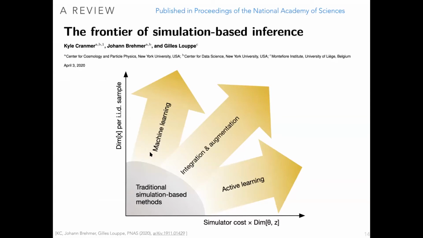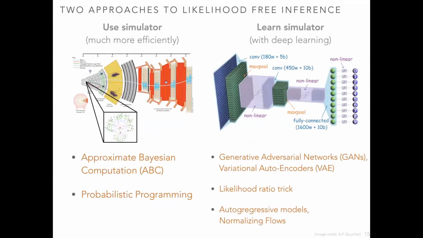So machine learning is helping us move in the direction of higher dimensional data. I'll say a little bit about integration and augmentation of the simulators themselves to try to improve things. And then there's the idea of active learning, which I will only allude to. I don't have enough time to get into that, but it essentially makes the use of the simulator more efficient. So in this review article, we break down approaches into broadly two classes.